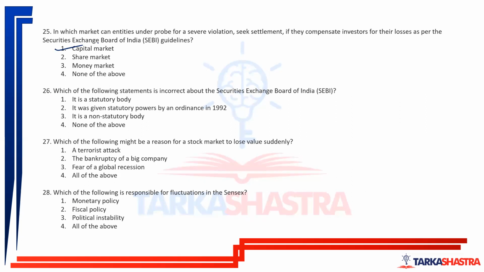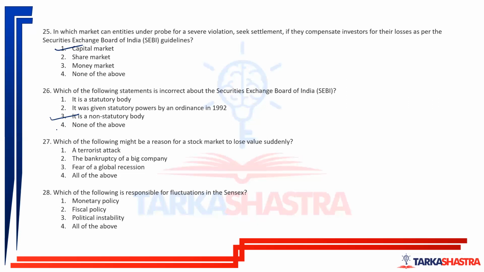Which of the following statements is incorrect about the Securities and Exchange Board of India? It is a statutory body. Statutory means this body was created by passing a law. It was given statutory powers by an ordinance in 1992. It is a non-statutory body. This is false, this is incorrect.